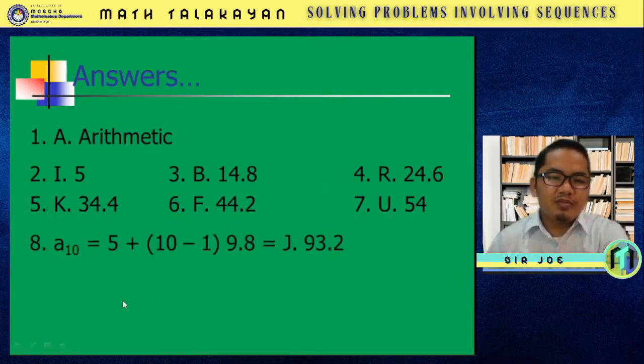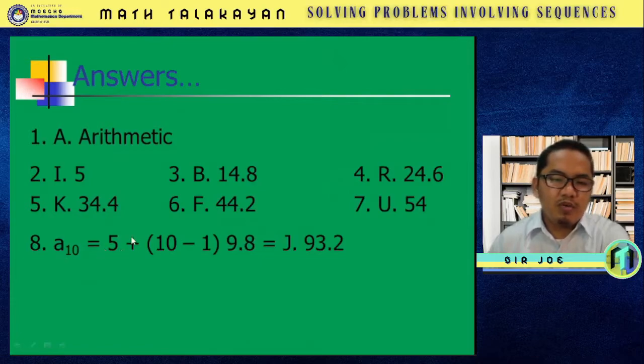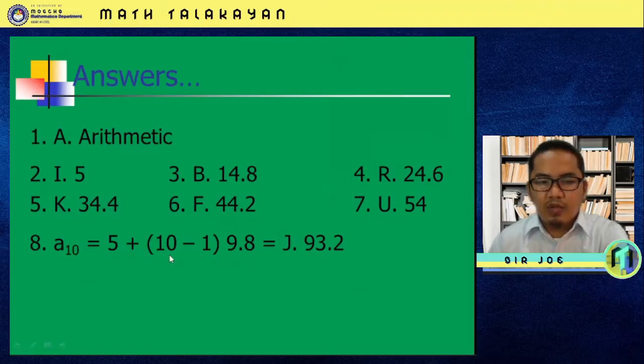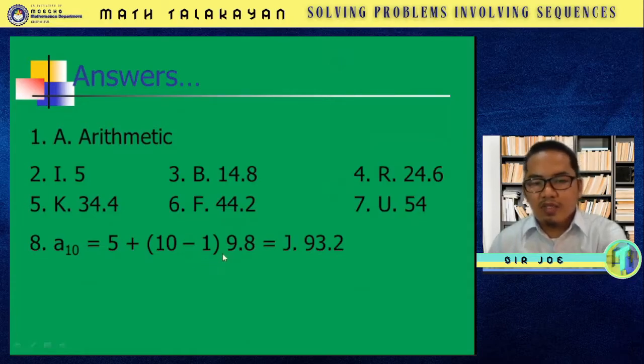For number 8, we have our 10th term. So our first term is 5 plus 10 minus 1, since we're looking for the 10th term, times our common difference, which is 9.8. So that will be 10 minus 1 is 9, times 9.8 plus 5, is equal to 93.2, which is letter J. Very good.